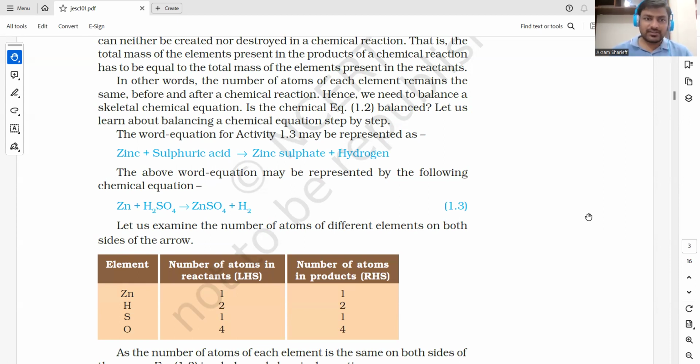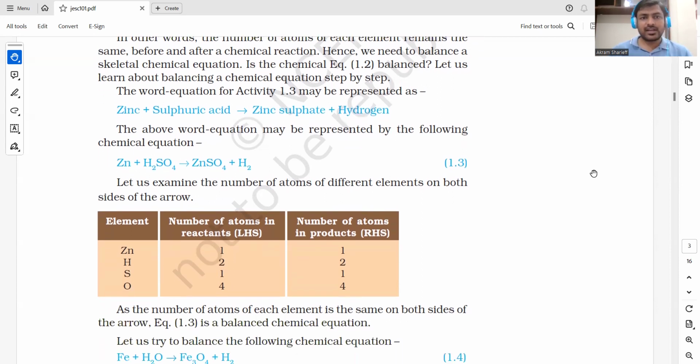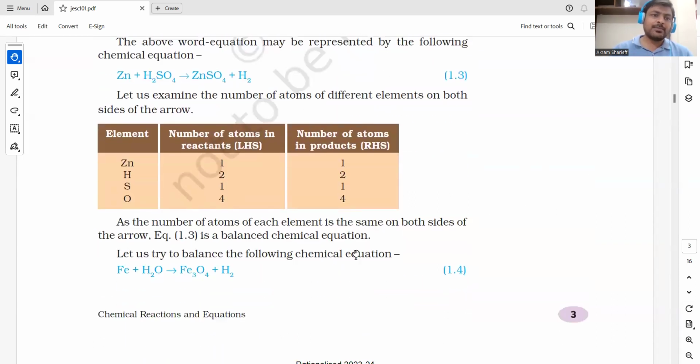Anyways, we'll move to another equation. Zinc plus sulfuric acid gives rise to zinc sulfate plus hydrogen. Zn plus H2SO4 gives ZnSO4 plus H2. If you see the zinc atom on the left hand side, 1, right hand side also 1. Sulfur is 1, right hand also 1. Oxygens are 4, right hand also 4. Two hydrogens, pretty much balanced. You can go through the table also. It is the number of atoms of the reactants on the left hand side and the number of atoms of the product on the right hand side, both are equal. So it is balanced.